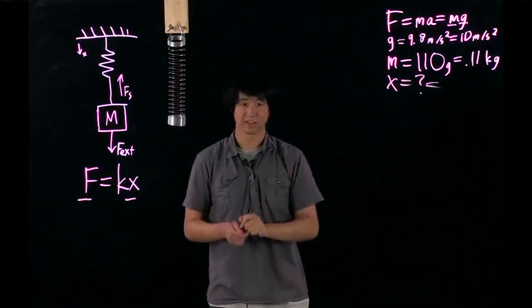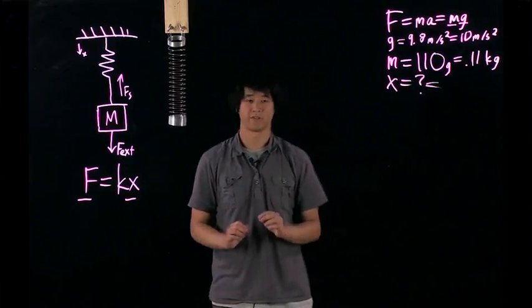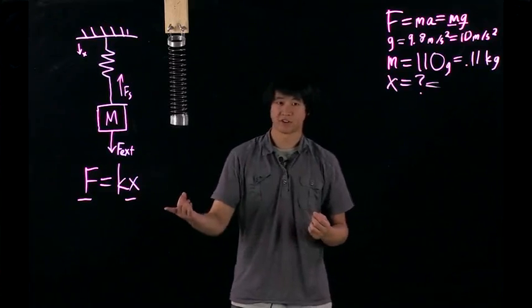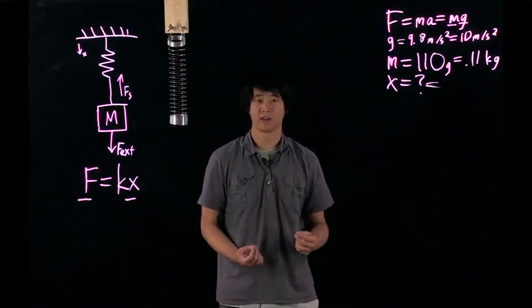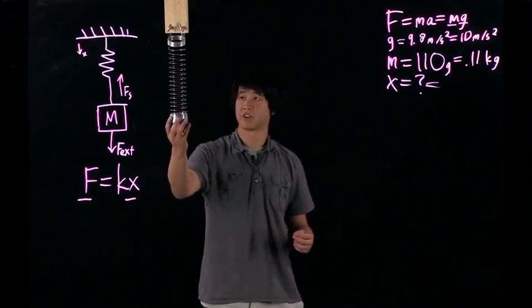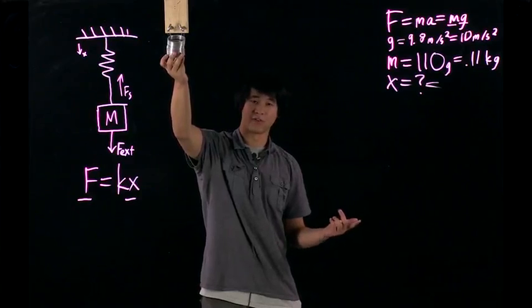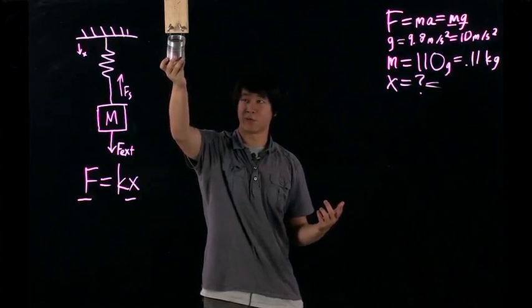To know what x is, you first have to hang your spring, or whatever you're using, off like a table. In this case, x is the stretched length, so you have to figure out the difference between the unstretched and stretched length. For this Slinky, the unstretched length will be like this, when a force is not being applied to it. The stretched length will be the difference between this and when a force is applied.